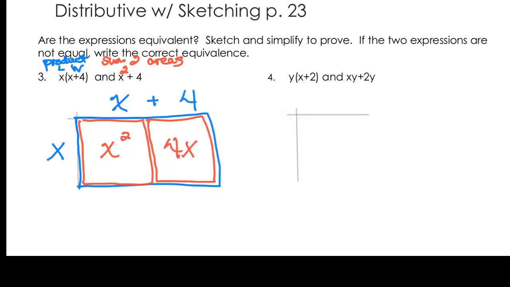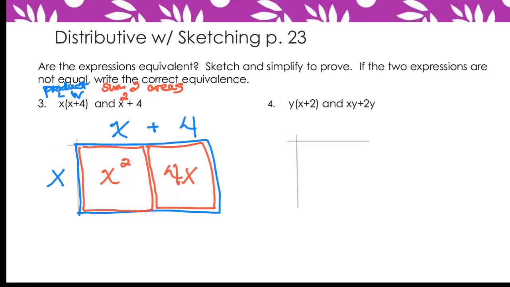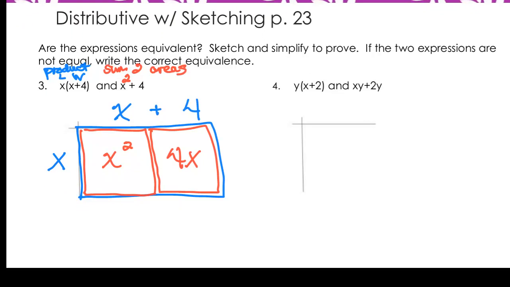So are these two equivalent as they have given them to us? They are not. So we cross this out, and the equivalent to x times quantity x plus 4 is going to be x squared plus 4x. Any questions there?